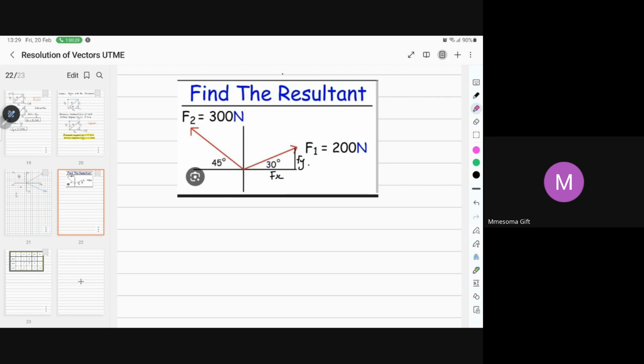Now, since the angle is with the horizontal, let's handle all the horizontal components, because remember, we're looking for the resultants when there are plenty of forces. So the first step: I have my F1, and let's resolve F1 to the horizontal. Look at the line here; I want to drag this line down to the x-axis.